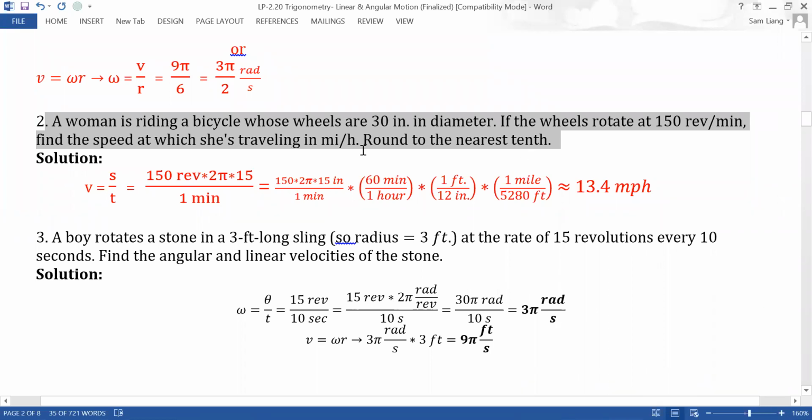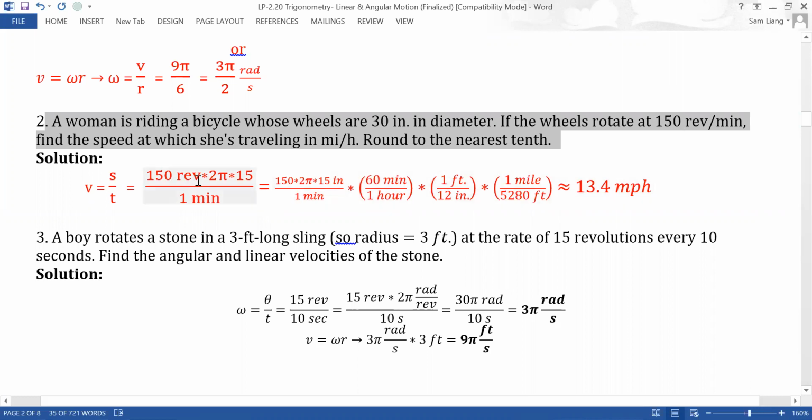So miles per hour, right? That's a linear speed, not an angular speed, right? Because otherwise it'd be an angle measure, not a distance measure. Okay, so V equals S over T is the form we're going to start off with. And we're given that the wheels rotate 150 revolutions per minute.